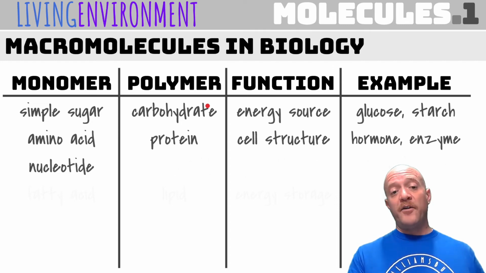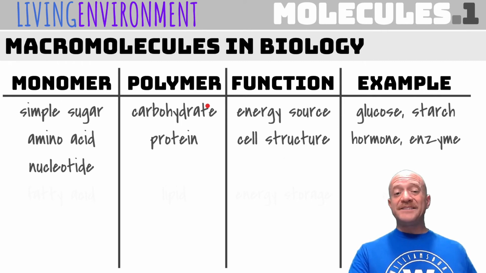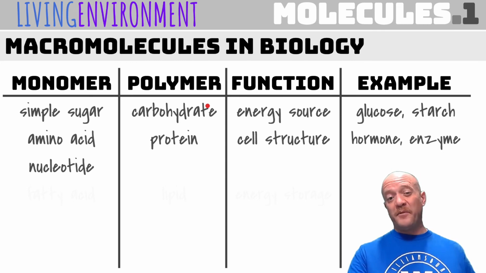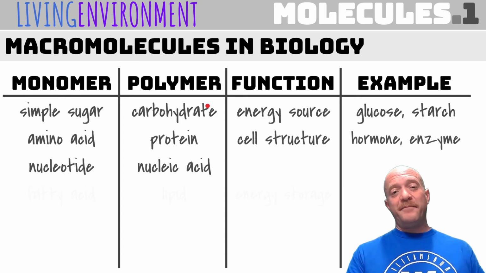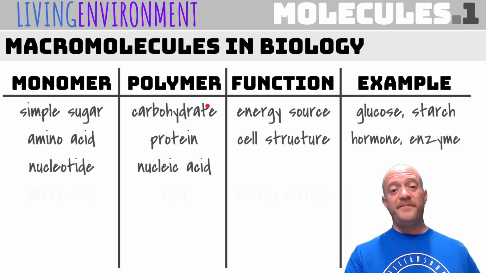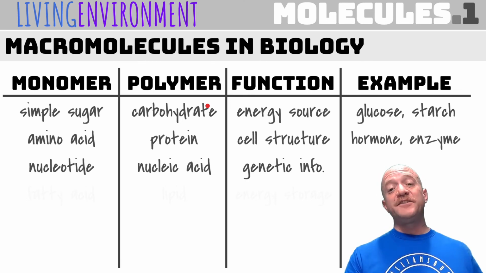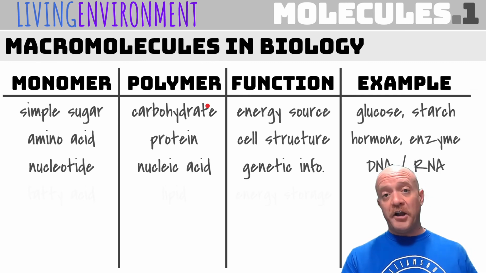Another example of a monomer is a nucleotide. The last two are not as important. I don't know if you're really going to have to remember the words, but you might be more familiar with these later on in the course. The polymer made from nucleotides is a nucleic acid. The function is for genetic information, and that is found in our DNA and our RNA.